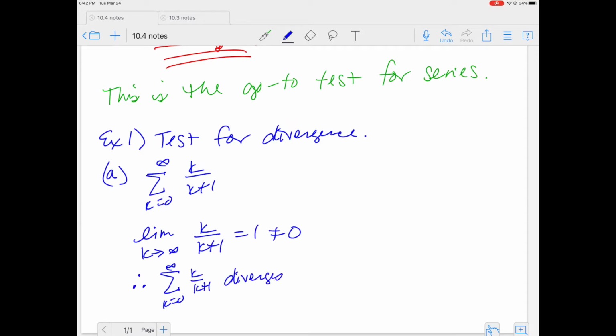Diverges by the divergence test. Oh my, that's way off. Try again, try again.